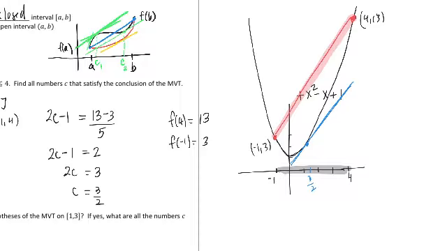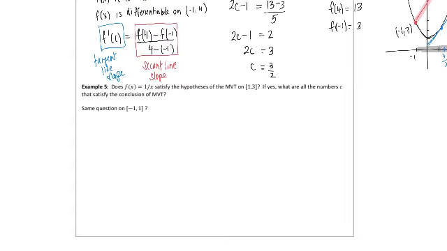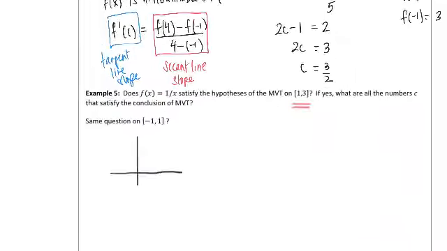Okay, last problem is right here. Does f of x equals 1 over x satisfy the hypotheses of the mean value theorem on the closed interval 1, 3? If yes, what are all the numbers c that satisfy the conclusion, right? So let's think about 1 over x. If you are looking at 1 over x, it's that hyperbola, and f of 1 is 1 and f of 3 is 1/3, right? The whole graph looks something like that, right? But we're only looking at this little stretch of the graph in this part of the question.